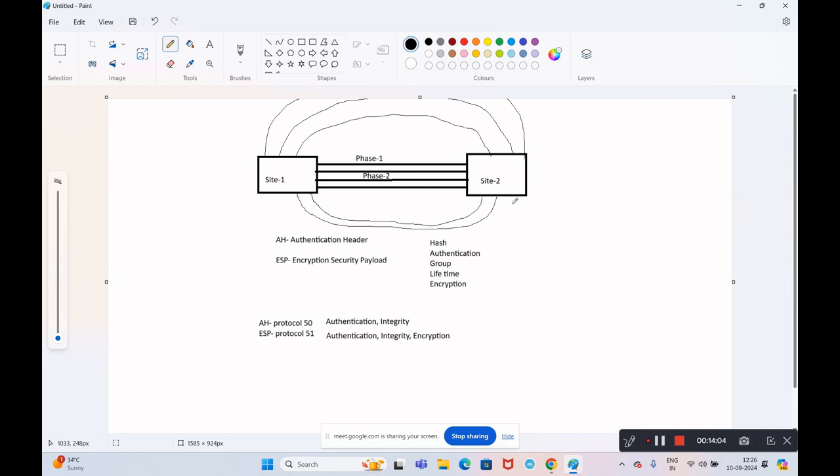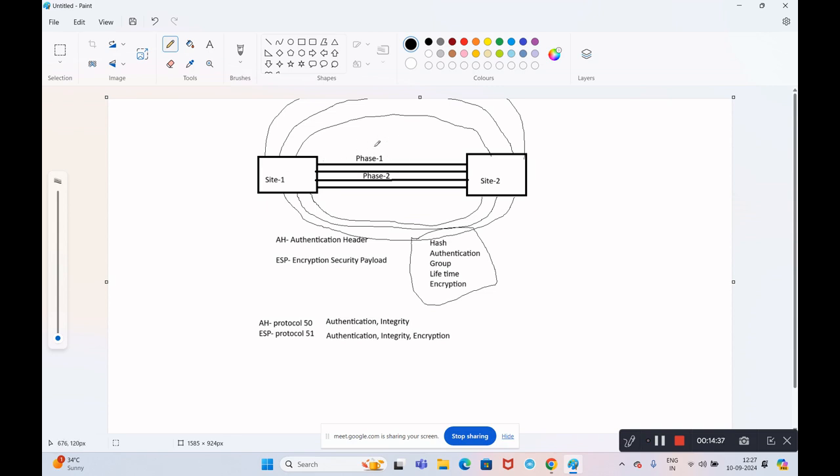Site 2 also sends the authentication in the 6th message in the encrypted format. So after exchanging all these 6 messages, and after negotiating all these parameters, the phase 1 will come up. The phase 1 will come up when all the 6 messages are exchanged, and all these 5 parameters are exchanged or negotiated between site 1 and site 2. The phase 1 will come up.